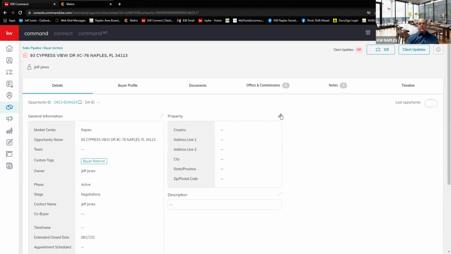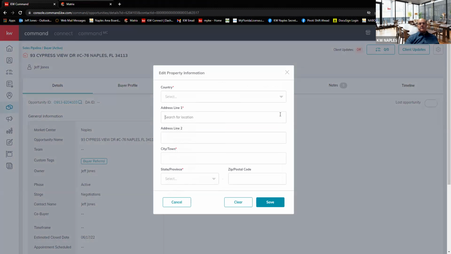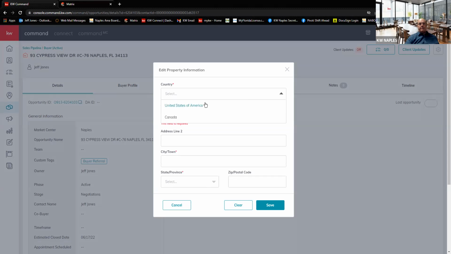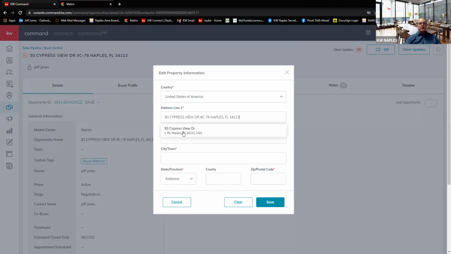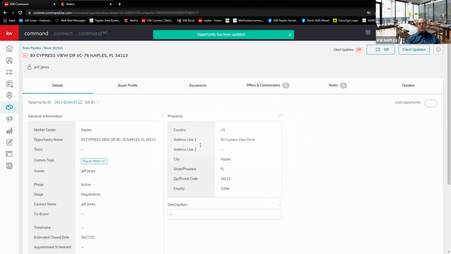The other thing that's very important is that you go ahead and identify the particular property. And you can see by putting the property name in, I've now got a drop down from the KW MLS system, KW LS, and now I've got all the information in there about my property. You have to put that in before you start creating documents and everything, so that the system knows what property address you're going to be writing the contract for. Okay.